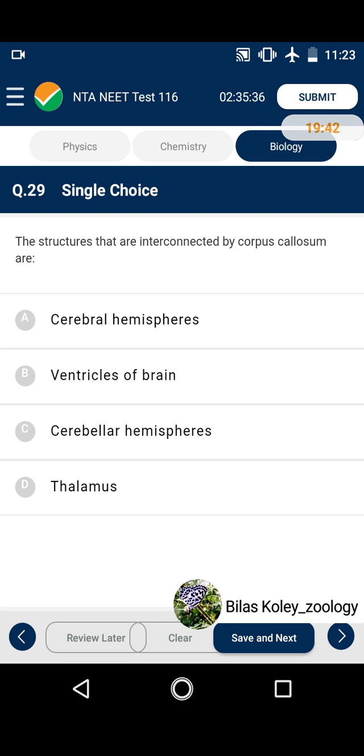Now question number 29. The structures that are interconnected by corpus callosum are, and the options are cerebral hemispheres, ventricles of brain, cerebellar hemispheres and thalamus. In this question number 29, the right option will be option A, cerebral hemispheres.